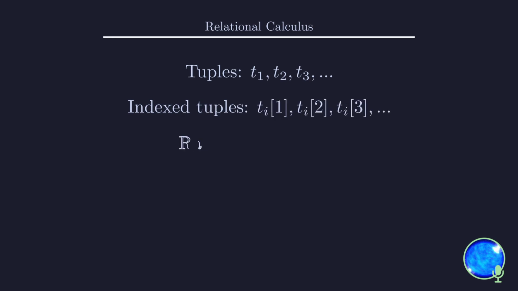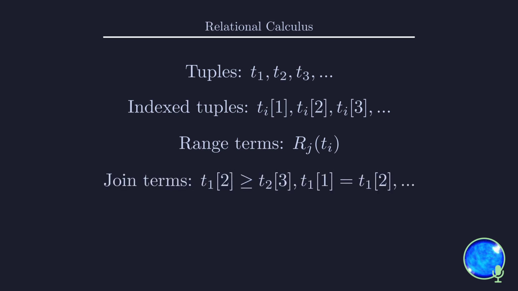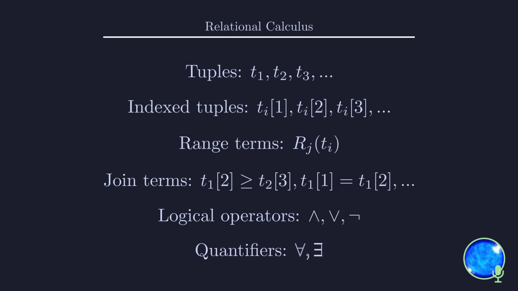Let's first define the building blocks of Relational Calculus. We'll keep tuples and tuple indexing from before. A range term is a predicate indicating that a tuple is part of a relation. In this case, Ti is part of Rj. Join terms are simple predicates with one relational operator between either two indexed tuples or an indexed tuple and a constant. Logical operators will help us construct more complex expressions. The quantifiers for all and there exists will be very useful to build queries in the relational calculus.